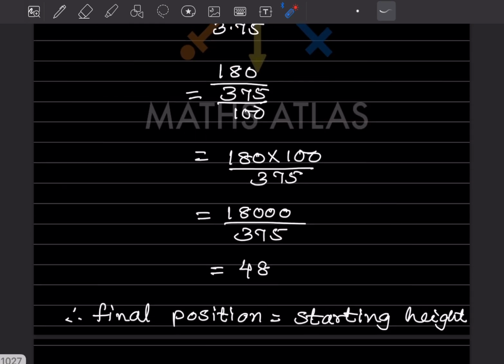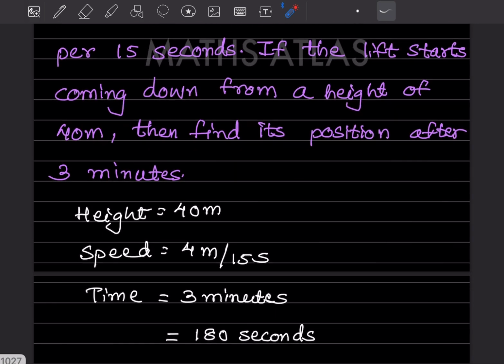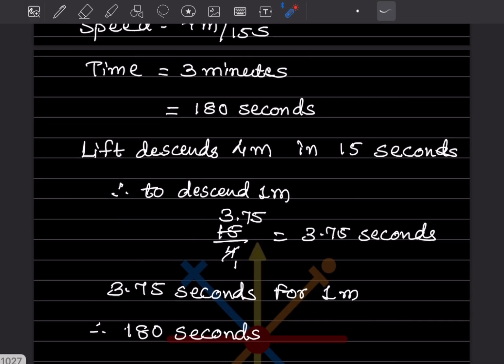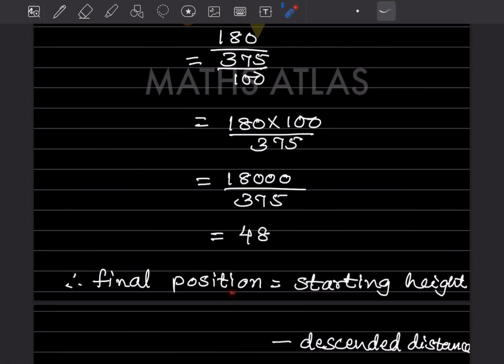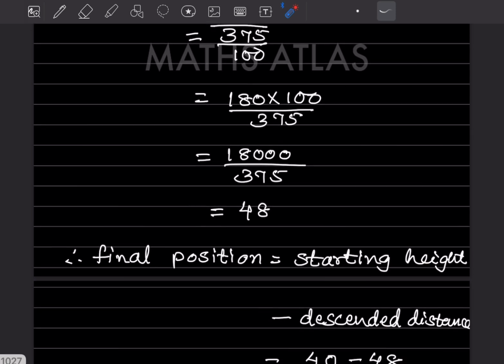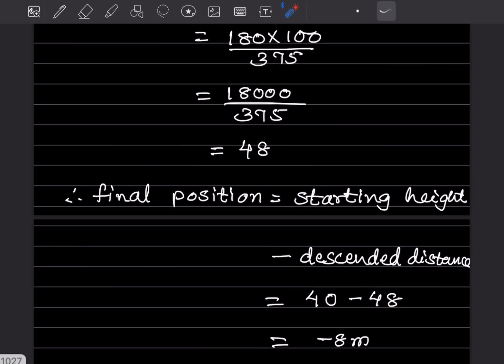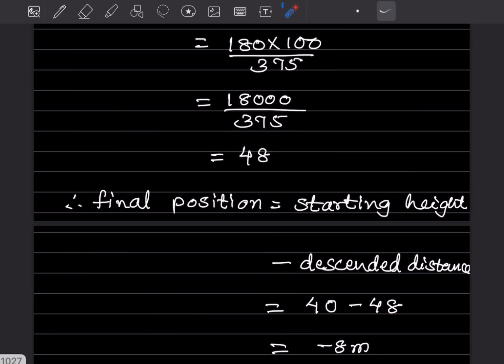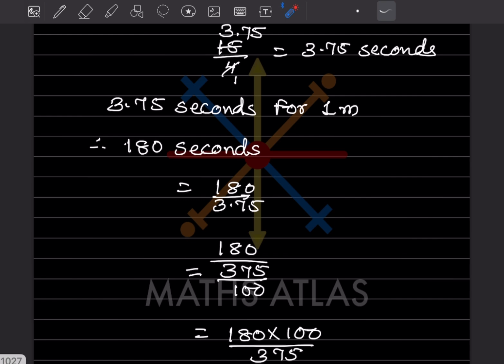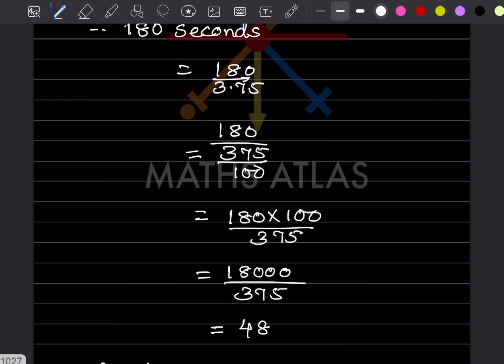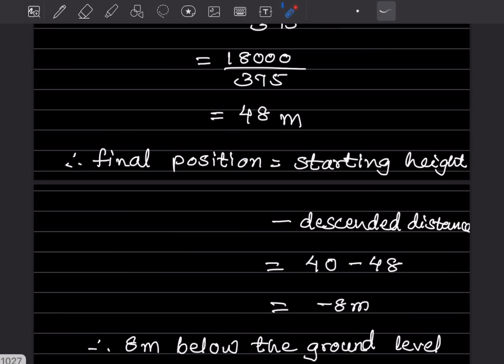So now what did they ask here? They asked to find its position after 3 minutes. So the final position is the starting height minus the descending distance. So what was the starting height? It was given as 40 and the distance we got is 48. We can write this in meters over here. So 40 minus 48, this is going to be minus 48 plus 40. That is going to be minus 8 meters.